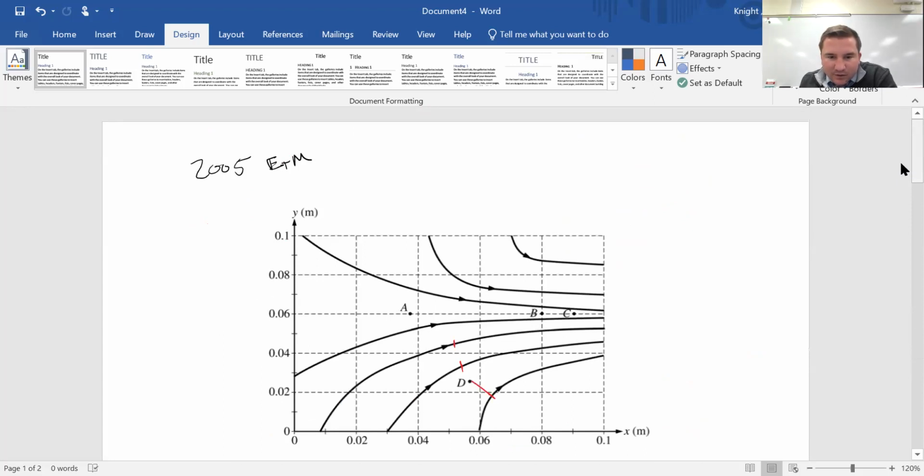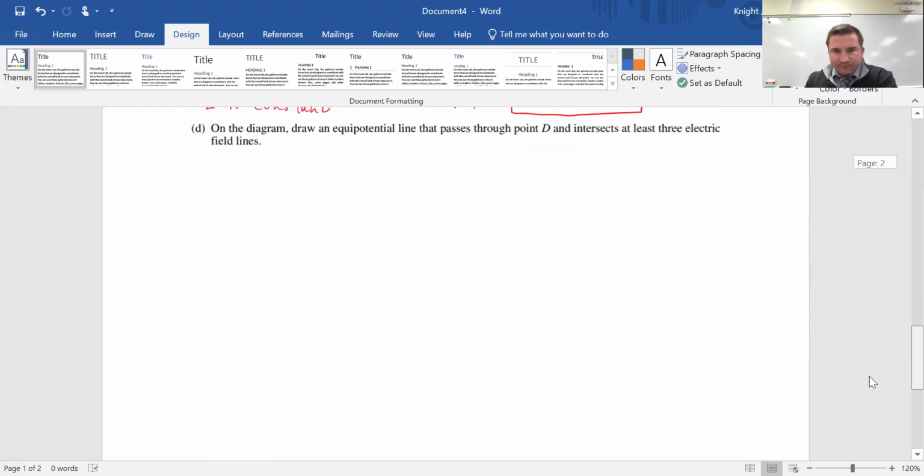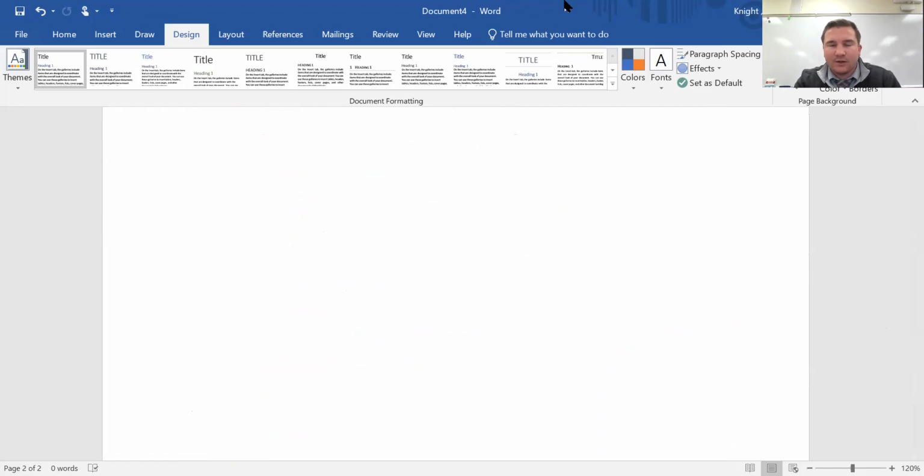I think it'll be something like that, right? Perpendicular, perpendicular, perpendicular, perpendicular. And we get something that looks like that, right? Through point D, perpendicular to all of the electric fields as we go along there. So that's kind of what we should have in terms of the equipotential surface. Cool. All right, so there is number 1. Let's stop this recording.